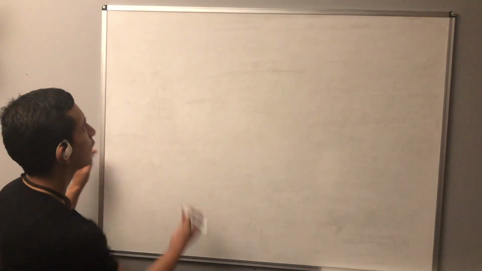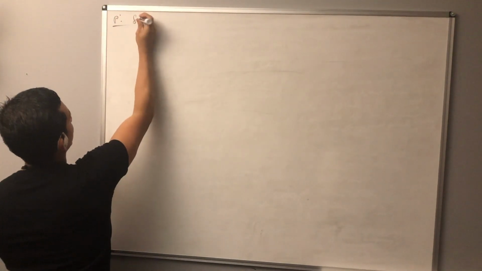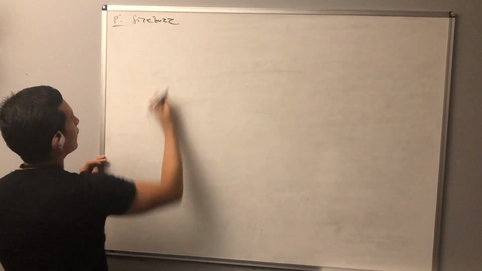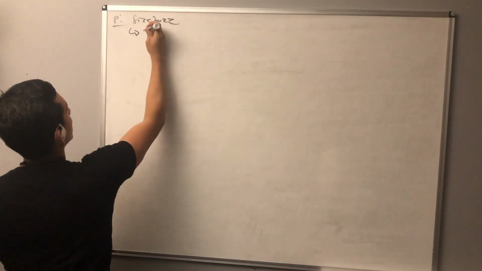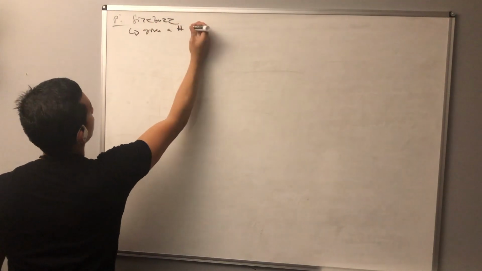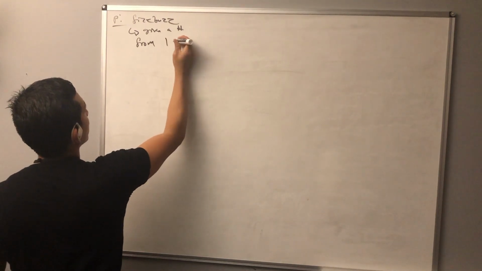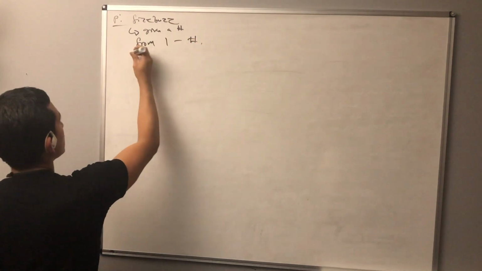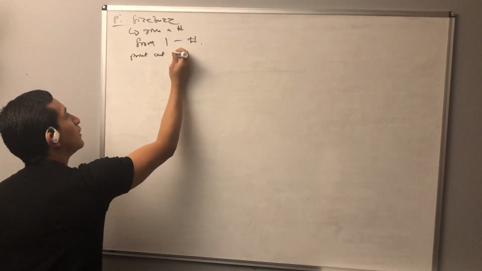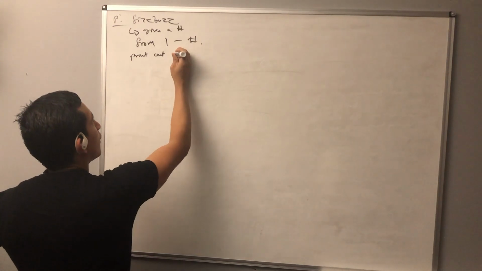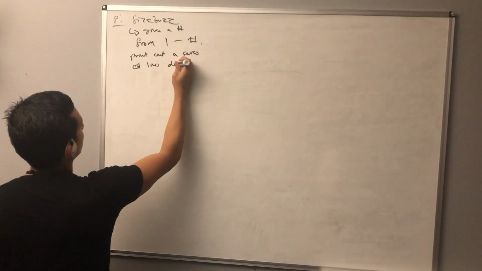So let me try to restate the problem. I should say FizzBuzz, but just so I'm not being a smart aleck about it, I'm going to write down what this problem entails. So, given a number, from 1 to that number, print out a series of lines depending on condition.